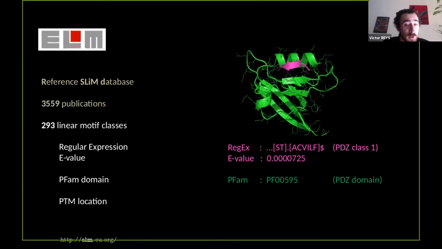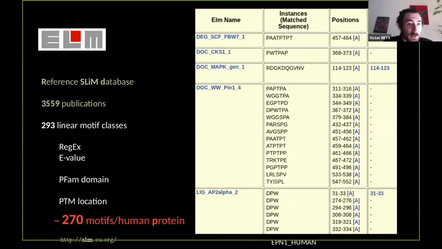Also the motif e-value, meaning the probability of finding the motif by chance on a sequence, and of course the Pfam domain with which the motif should interact, identified by the Pfam ID. For some of the classes, we also have information about post-translational modification. If we query a protein on the ELM server, we get a bunch of predictions of all the motifs along the sequence. Usually for a human protein, we get more than 270 motifs, which is quite a lot, especially if we are dealing with many proteins.